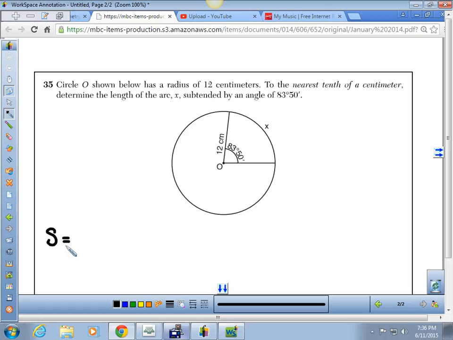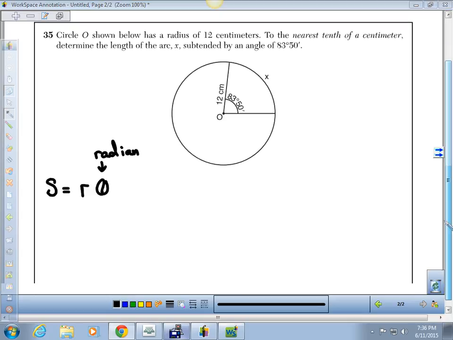S, which represents our what? Arc length, is equal to r, which represents the radius of our circle, times theta, which represents the central angle, but it's got to be in radian form. Okay. So what do they have up here for us for the S? What is the arc length in this one? That's our x.